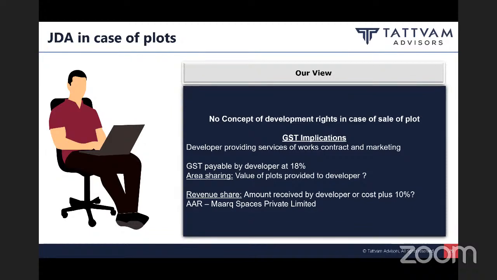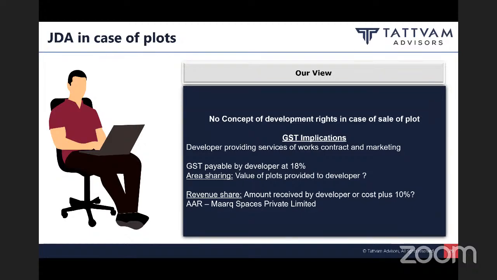What he is doing is just providing services of construction of the common area, marketing of the project, and facilitating the sale. So in my view, in case of a joint development agreement for a plotted colony, there is no transfer of development rights from landowner to the developer. Rather, it is the developer who is developing the project, providing the construction and marketing services to the landowner.